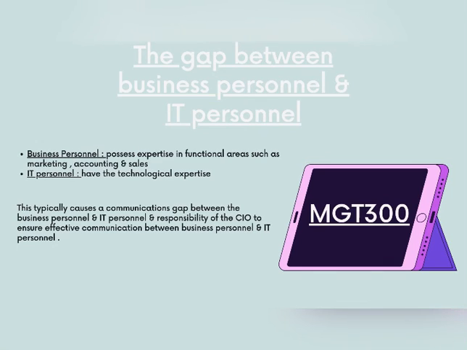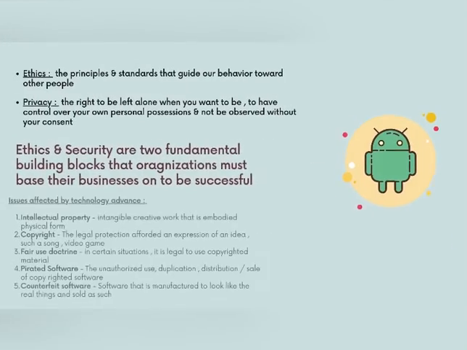This is the gap between business personnel and IT personnel. This typically causes a communications gap between the business personnel and IT personnel, and it is also the responsibility of the CIO to ensure effective communication between business personnel and IT personnel.